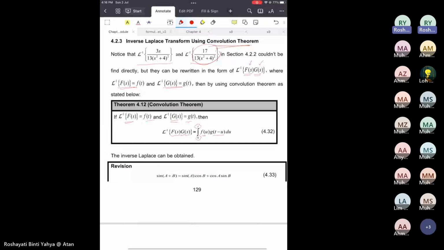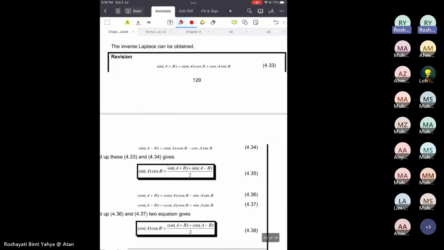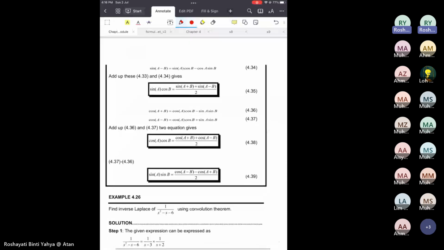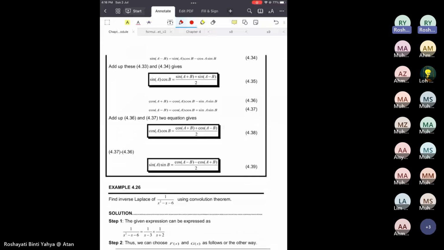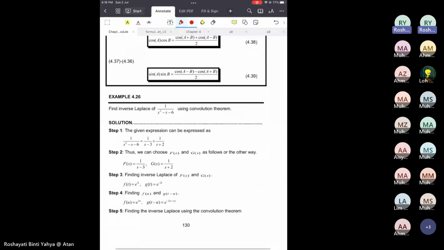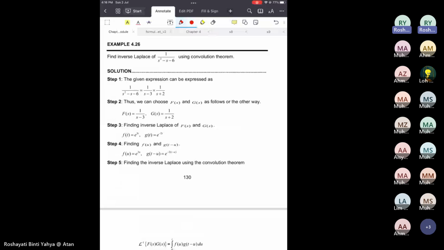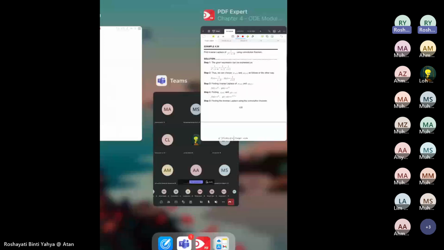So here is a bit of revision. You can also refer to your module, but I don't want to go into detail about this. You can refer to how to use it, same as what we have at the back of your module. And then the example here, example 4.26. Maybe we can look at this example.